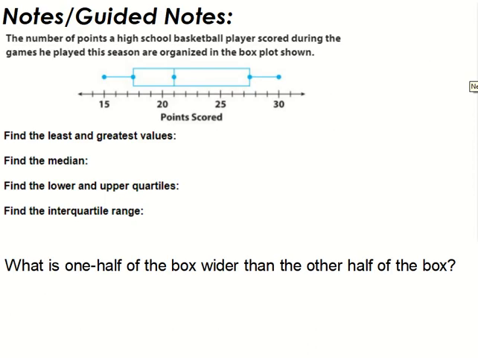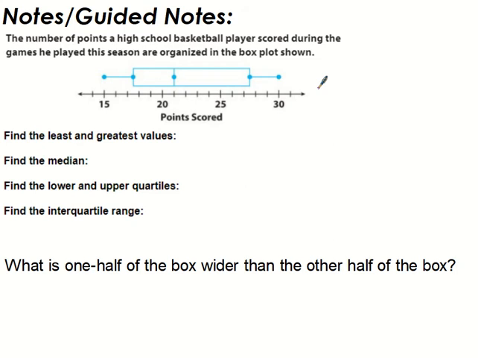Right now we're just going to talk about a general box and whisker. This is what a box and whisker looks like. The reason it's called that is because we have our box and our whiskers. Not a tricky name, just kind of a funny name. This is the number of points a high school basketball player scored during the games he played in the season, organized in a box plot. You can see this is just showing how it's spread out.